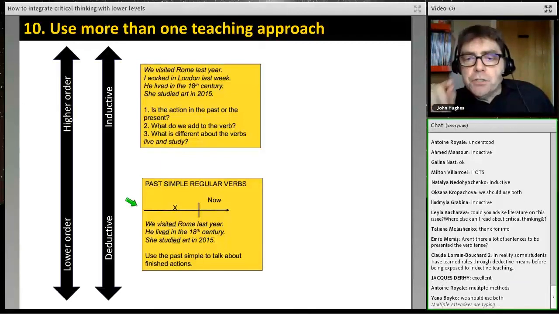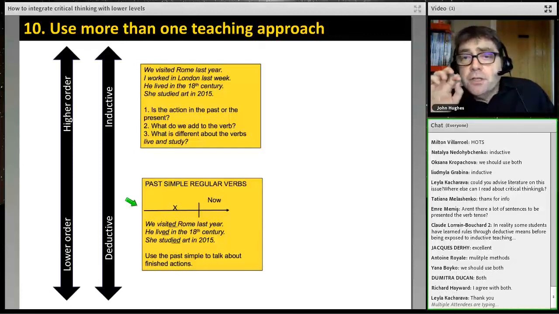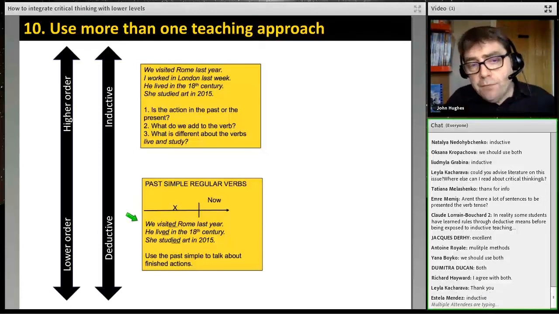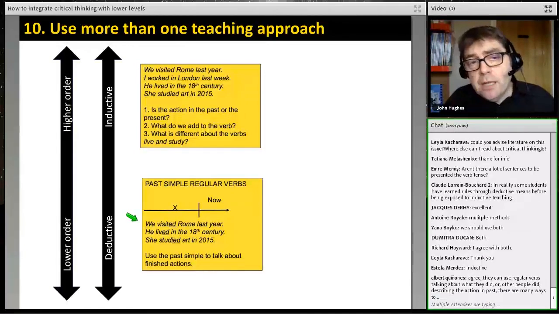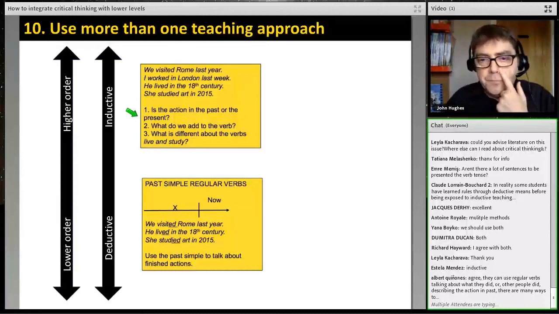Claude mentions a good point. Some students have learned the rules through deductive means before being exposed to the inductive teaching. That's absolutely fine. If students have learned this way, the deductive way, then it makes it interesting to use the inductive approach in class. But the important thing is to get the balance between the lower and the higher order thinking. Okay, that's my tip number 10.